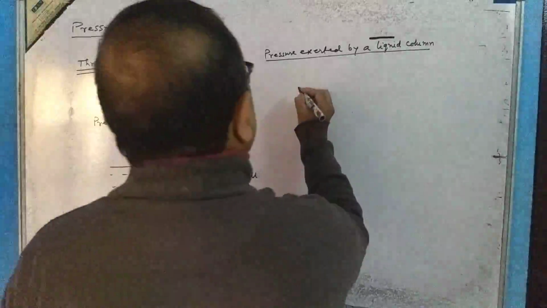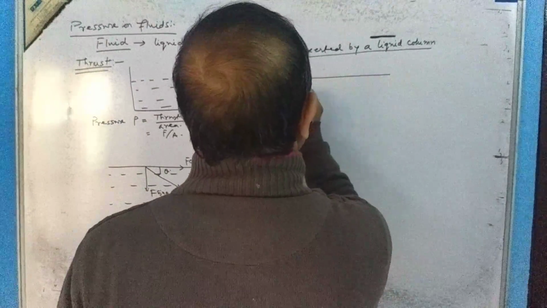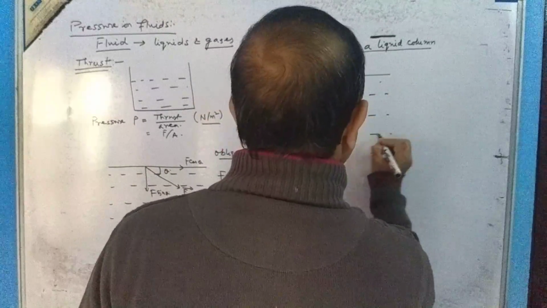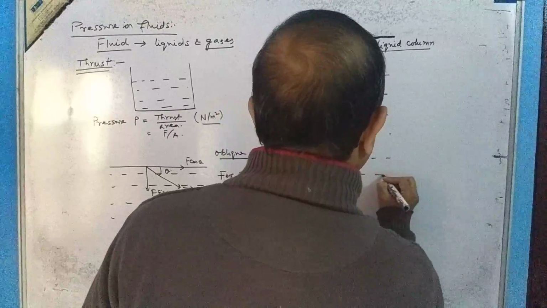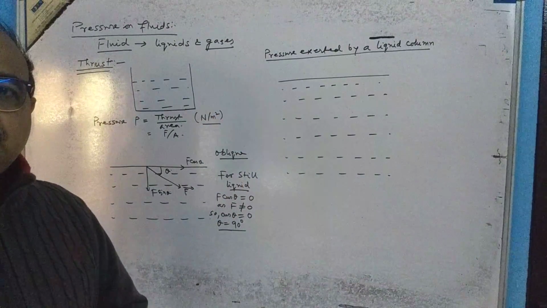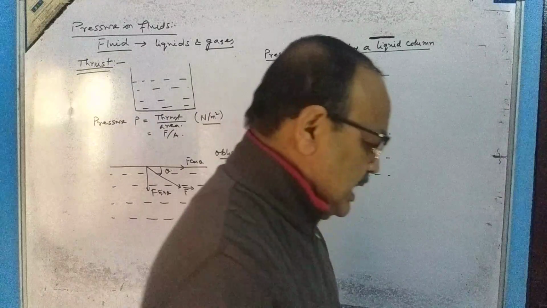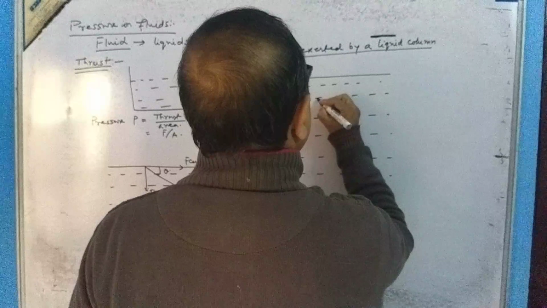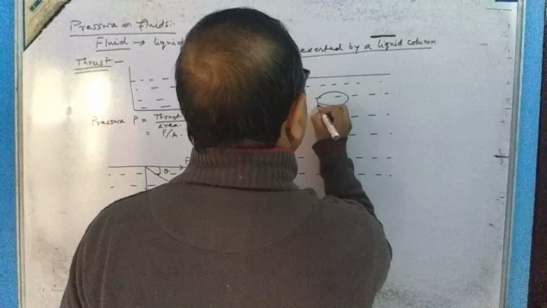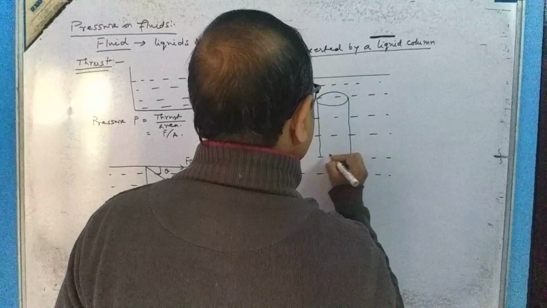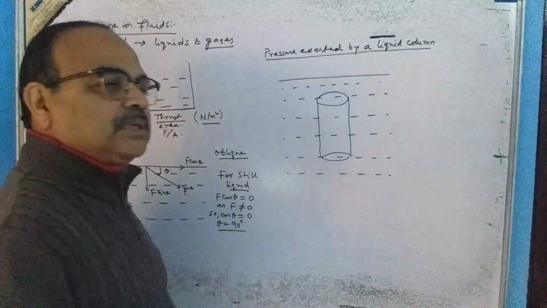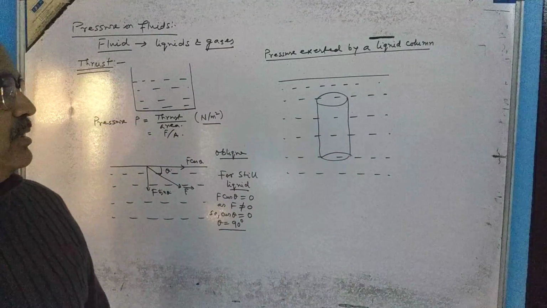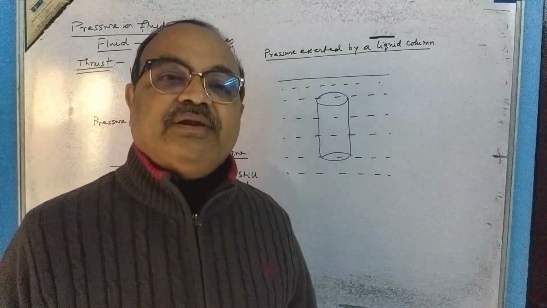Look at this. Suppose this is the liquid. It's a still liquid. What I do, try to follow me, I consider here an imaginary cylinder. Let us consider an imaginary cylinder. There is no such cylinder existing. We are considering here an imaginary cylinder.